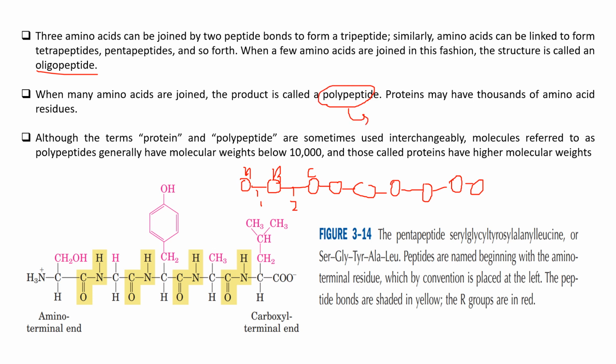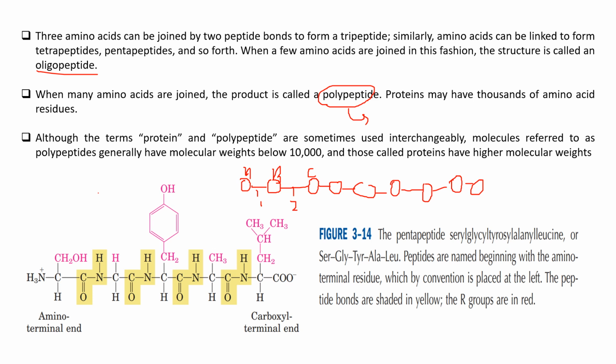Although the terms protein and polypeptide are sometimes used interchangeably, molecules referred to as a polypeptide generally have a molecular weight below 10,000, and those called protein have a higher molecular weight. So we usually call it polypeptide and protein both, but there is some difference.